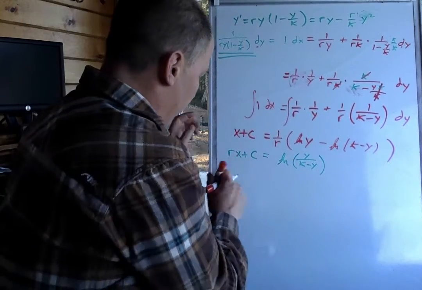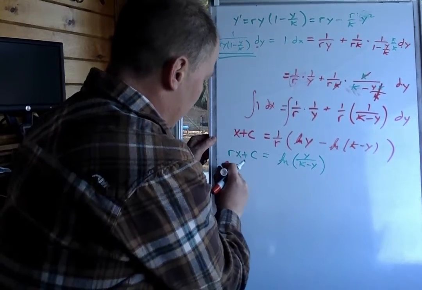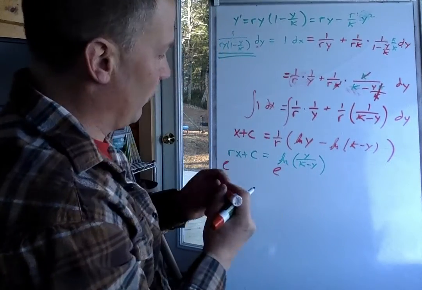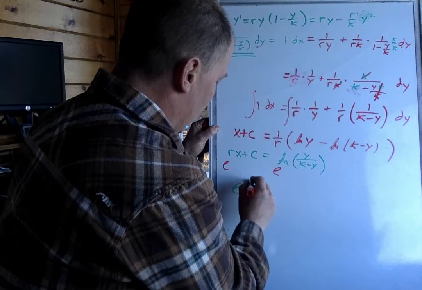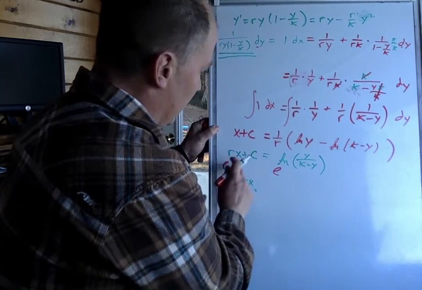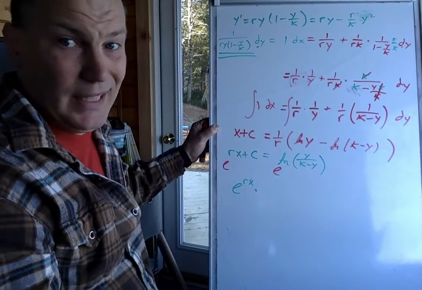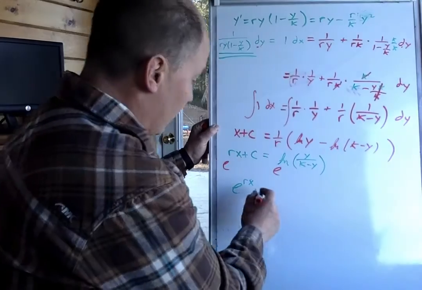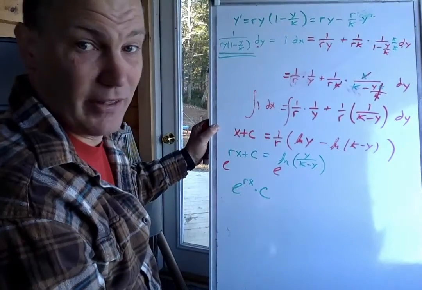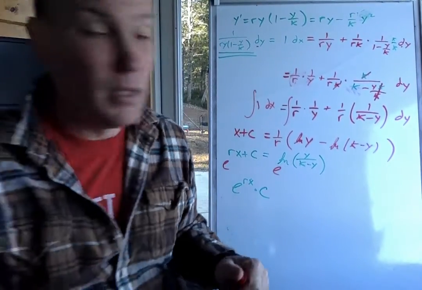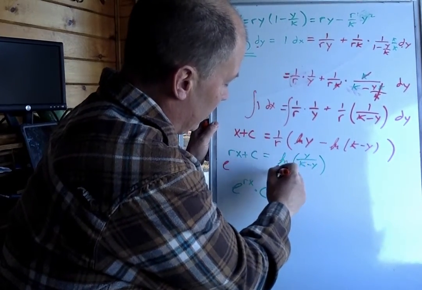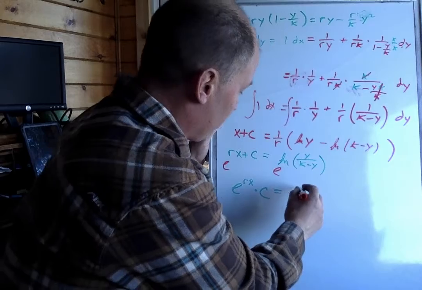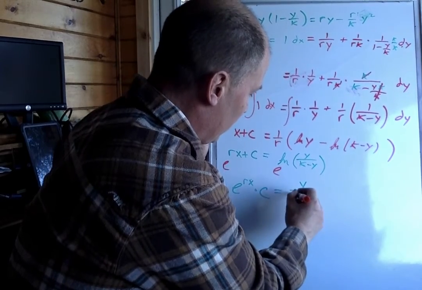Now we raise everything to the e. And when we do that, the left side turns into e to the rx times e to the c. Well, e to the c is still just another constant, so we're just going to call that c. And then on the right side, the ln and the e cancel each other out. They're inverses of each other. So we do this.